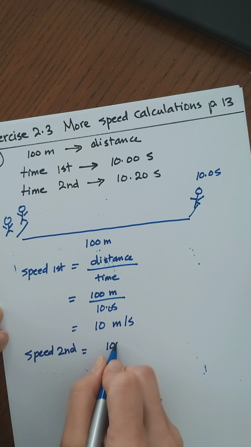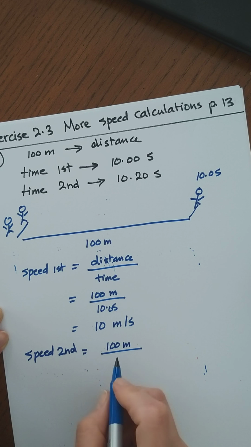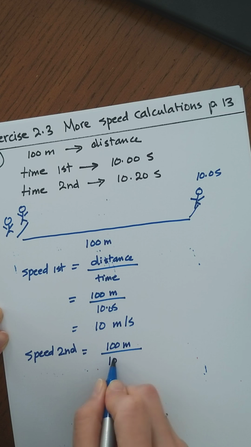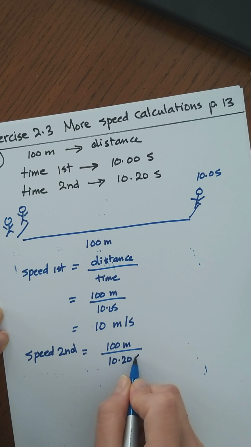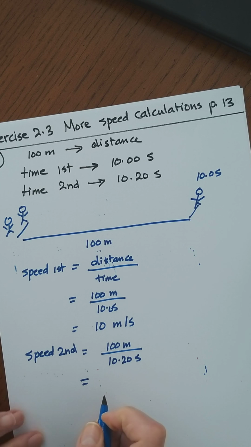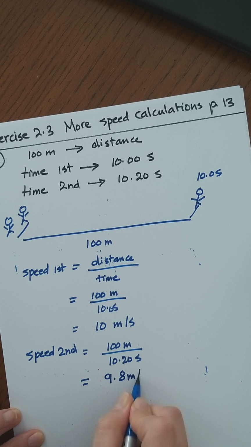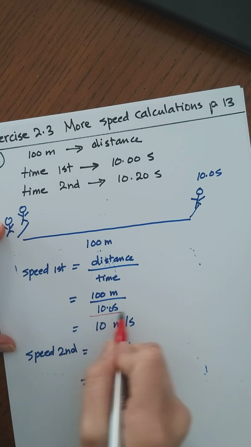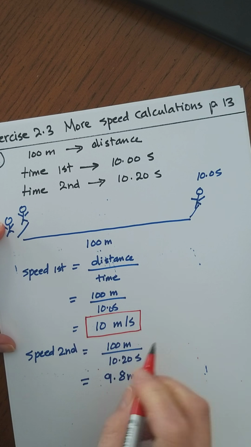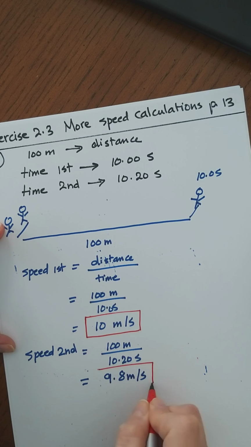It's 100 meters divided by 10.20 seconds, and the answer is 9.8 meters per second. Now, why did I calculate the speeds of the two runners? And what do we need to calculate?